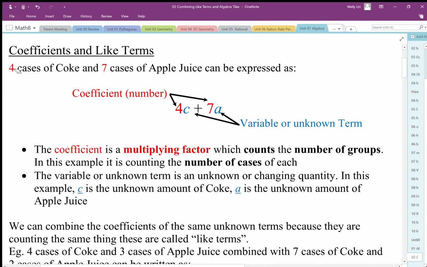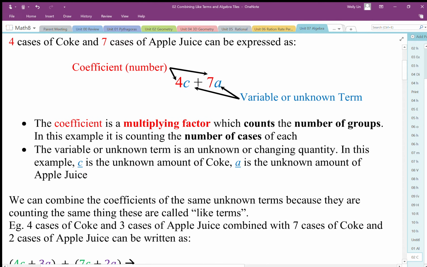So an example here would be we have 4 cases of Coke and 7 cases of apple juice. So the 4 and the 7 represent the quantities or the counters, and those represent our coefficients. The cases would be, in this case, cases of Coke. So C would represent the cases of Coke, or the number of whatever the case of Coke represent, for example, the number of bottles of Coke in there. And the A would represent the cases of apple juice, and the A could represent the number of juice boxes there are in there. So the coefficient is the counter or the groups or the multiplying factor, which counts the number of groups.